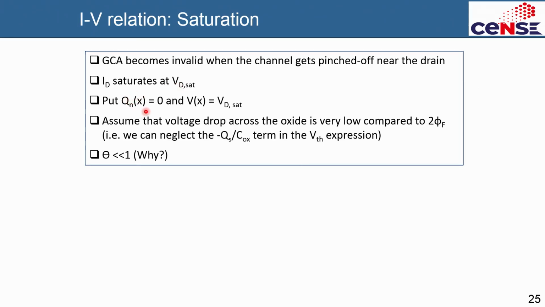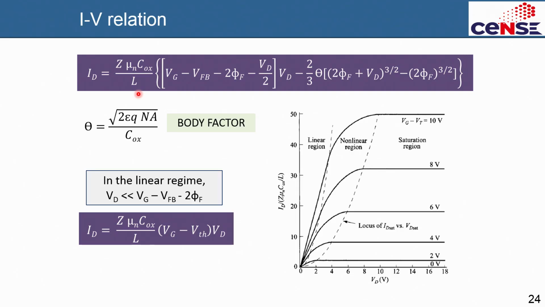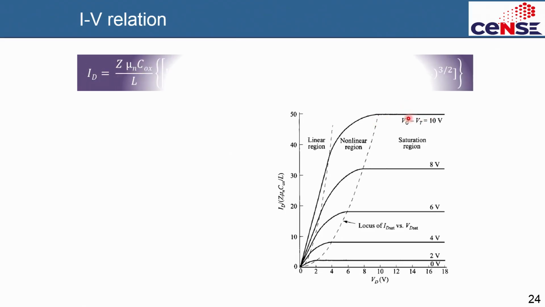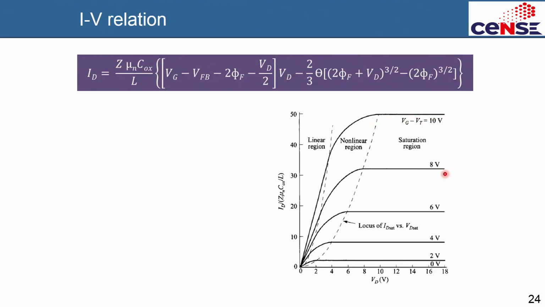I told you that your gate will become pinched off, which means the channel charge Qn, remember Qn is the channel charge as a function of x, at x equal to L, at this point, when your channel becomes pinched off, the current saturates, which means you get this kind of ID profile here, saturated.